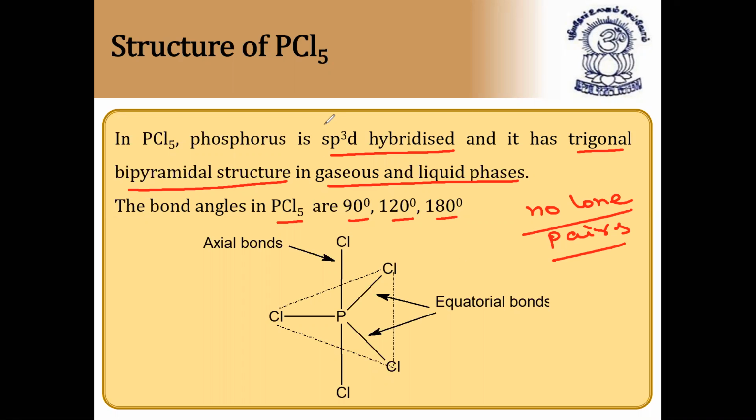The substance which is undergoing sp3d hybridization will have the regular shape, that is trigonal bipyramidal structure, in gaseous and liquid phases. And the bond angles in PCl5 are 90 degrees, 120 degrees, and 180 degrees. Generally, PCl5 exists as white powder, but when you take it in gaseous phase or in liquid phase, you will get it like this. So these are the equatorial bonds, 90 degrees, and the axial bonds, 120 degrees and 180 degrees. This is 180 degrees. I hope it is clear. Very, very important.